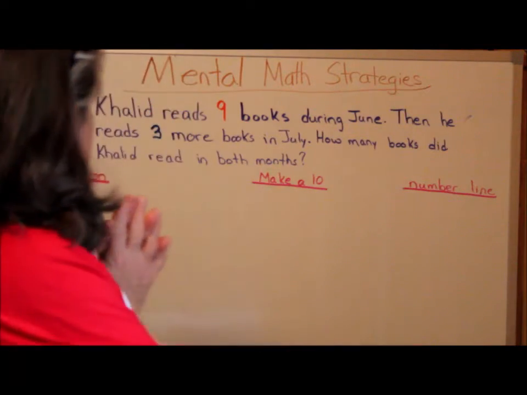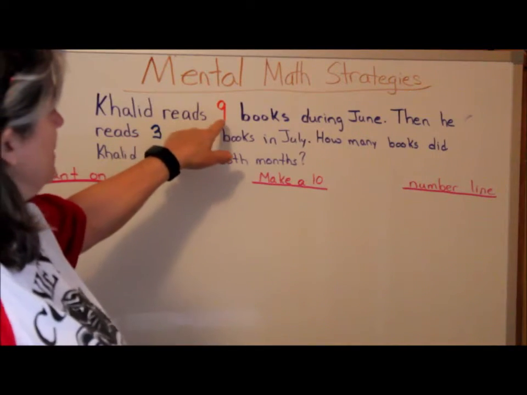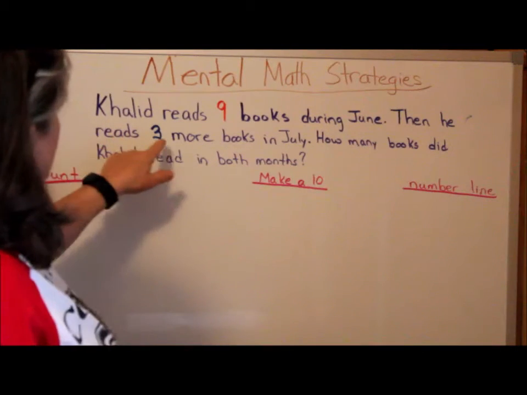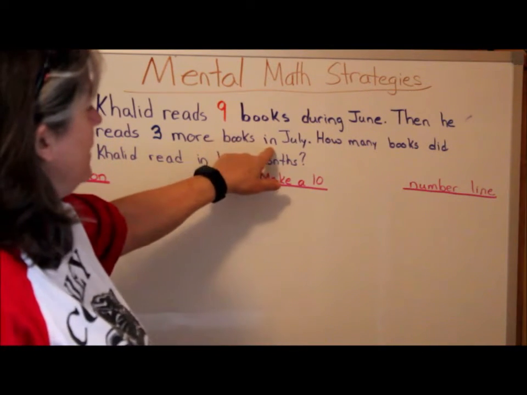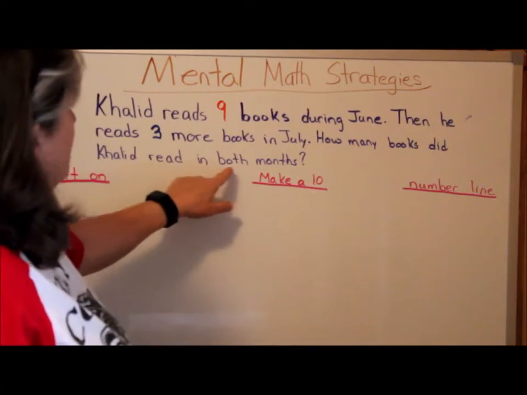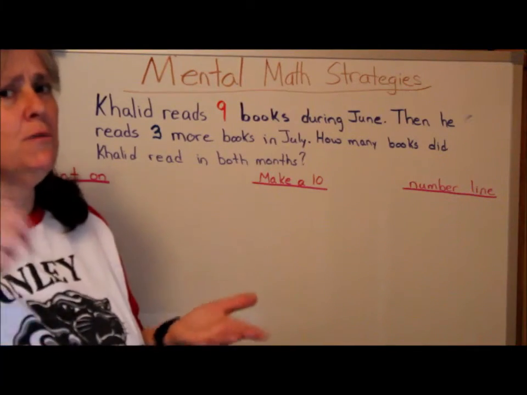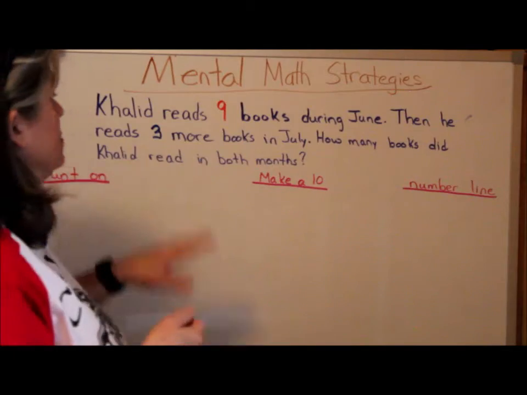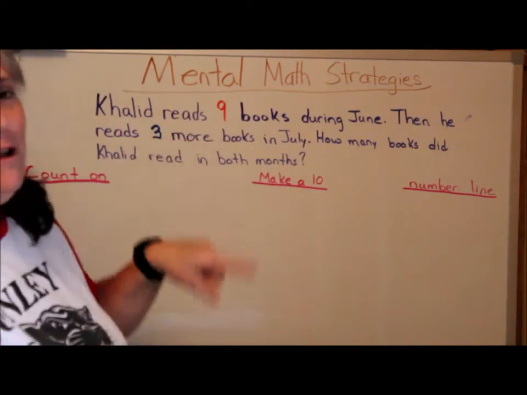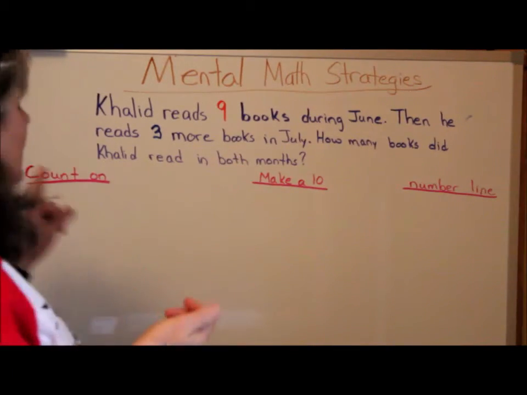All right, so let's start with our math problem. It says, Khalid reads 9 books during June. Then he reads 3 more books in July. How many books did Khalid read in both months? So if they're asking us in both months, then that's going to tell us that we're going to add, right? And they mean all together. So he read 9 in June, and 3 more in July. And I know some of you already know how to do it. I know that. But we're going to do it anyway.